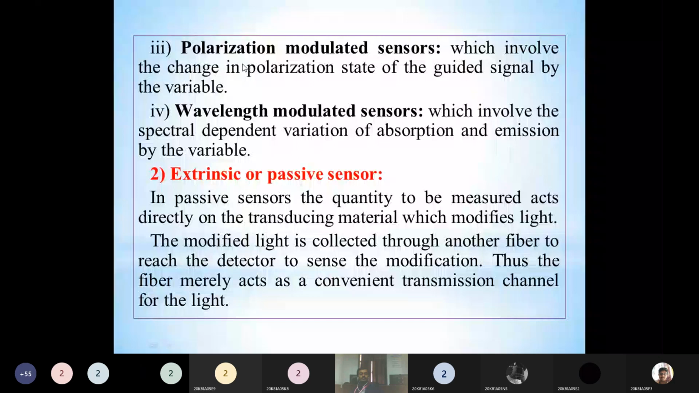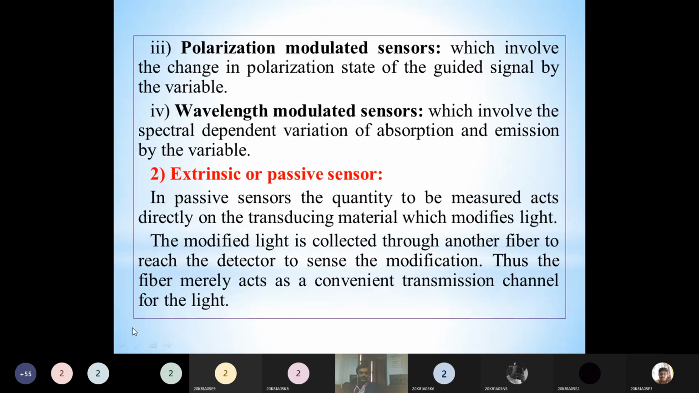Okay, now polarization modulated sensors. Polarization is nothing but some optical materials absorb certain directions of the light. It allows only a particular direction; some materials allow only a particular direction, and the remaining vibrations it absorbs. That process we call polarization.